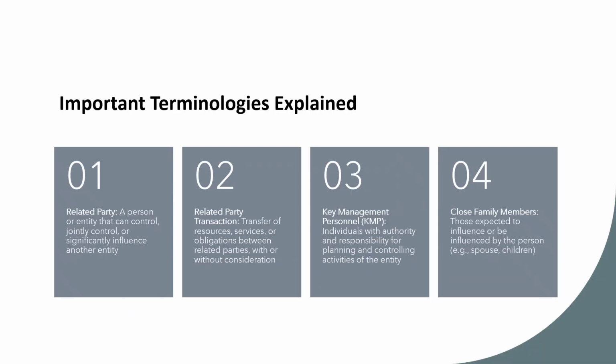To apply IAS 24 correctly, it's important to understand a few key terms. A related party is someone who controls, jointly controls, or significantly influences the entity. A related party transaction is any transfer of resources or services, even if no money is involved. Key management personnel are people like directors and senior executives who make major decisions. Close family members are included because their actions can also affect the entity directly.